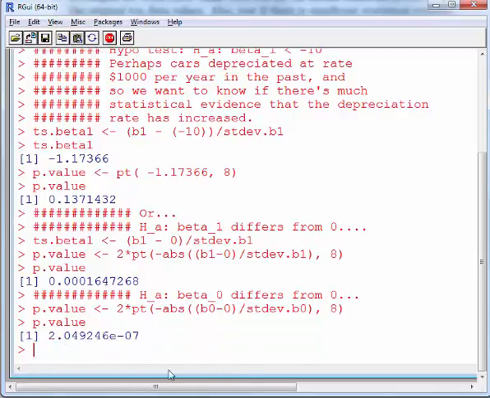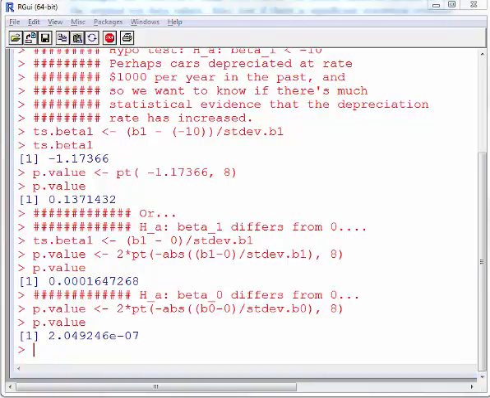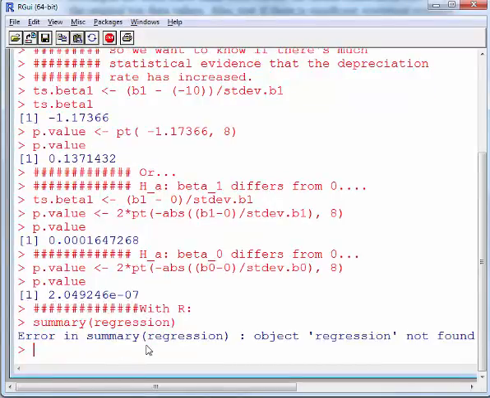So in fact it seems like our model is indicating that beta naught is not equal to 0, which makes sense because what is B naught? B naught should be indicating the price of a new car, right? It shouldn't be 0. It wouldn't make a whole lot of sense. Finally, what if I just type summary regression?